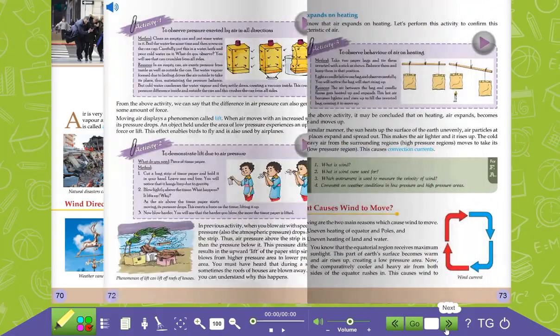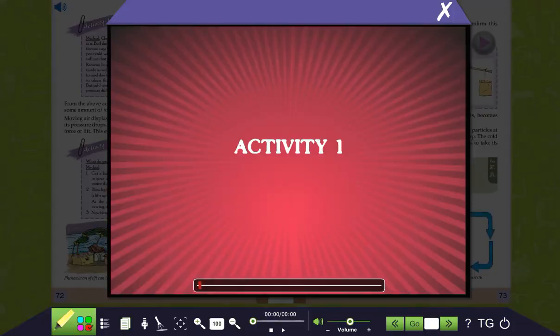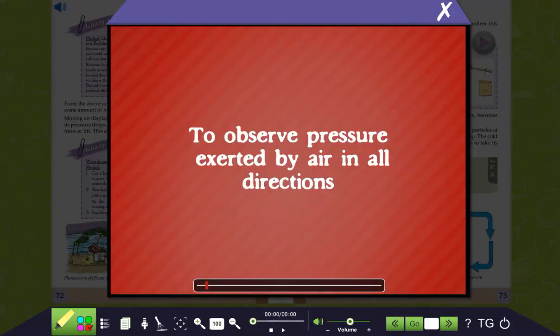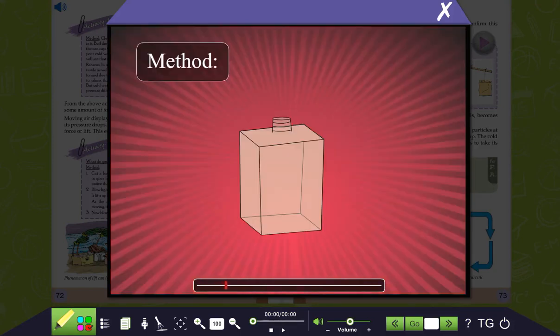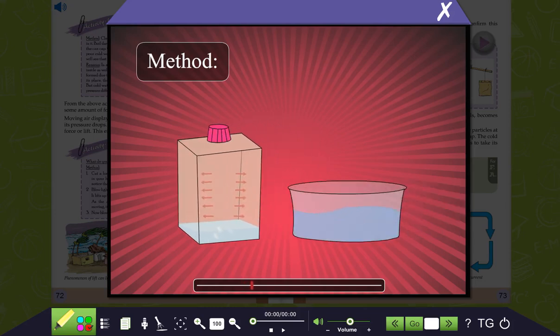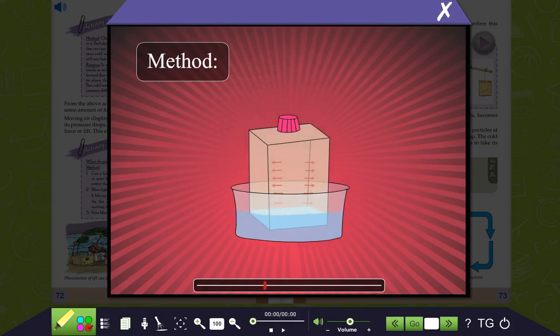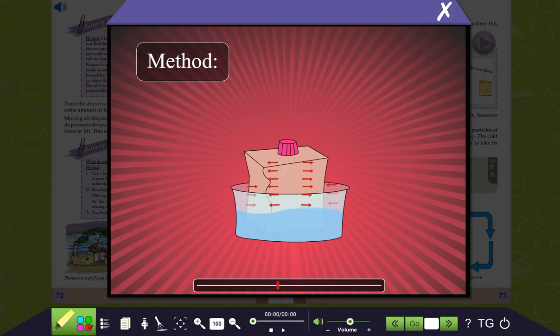Activity 1. To observe pressure exerted by air in all directions. Method. Clean an empty can and put some water in it. Boil the water for some time and then screw on the can cap. Carefully put this in a water bath and pour cold water on it. What do you observe? You will see that the can crumbles from all sides.